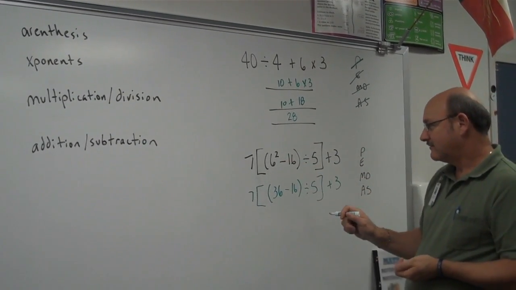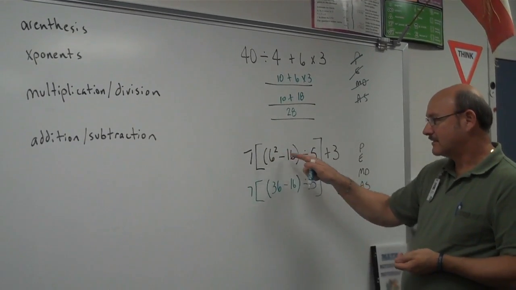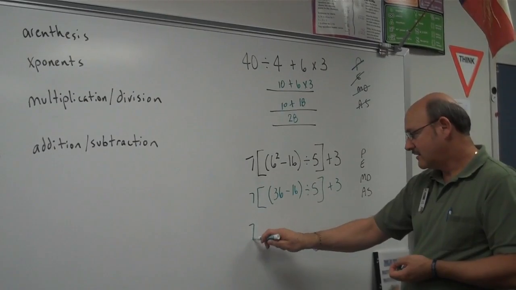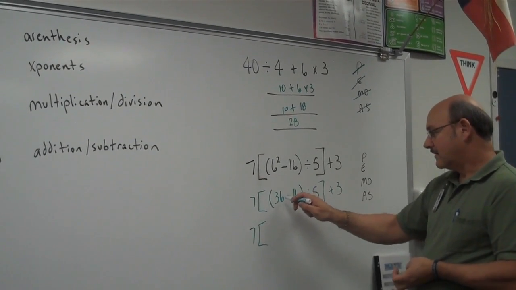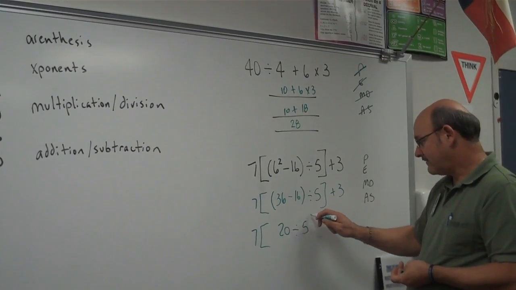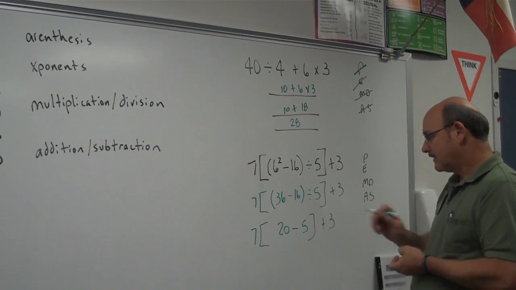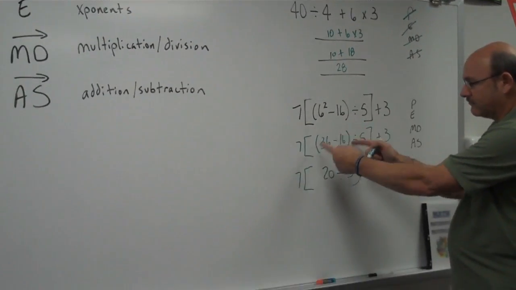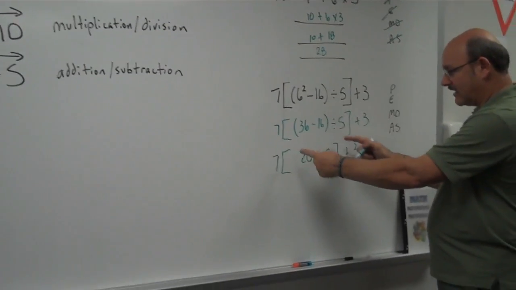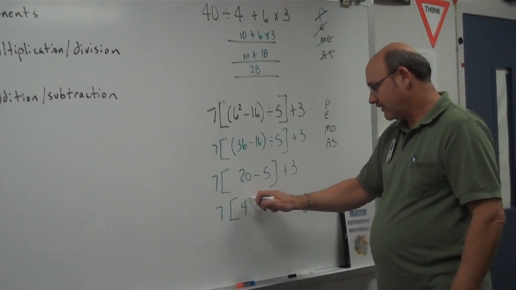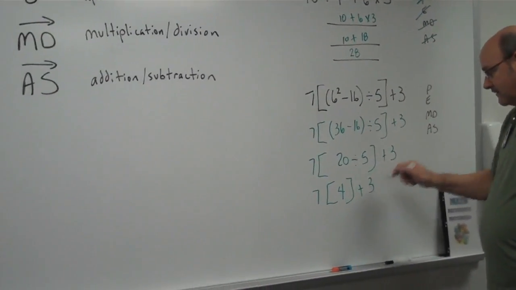I did the exponents inside the second set of parentheses first. Now I'm going to do these parentheses. 7 bracket 36 minus 16 is 20 divided by 5. Okay. Now I've still got this set of parentheses. Now I've worked the inside parentheses. I have the outside parentheses. 7, 20 divided by 5 is 4 plus 3.